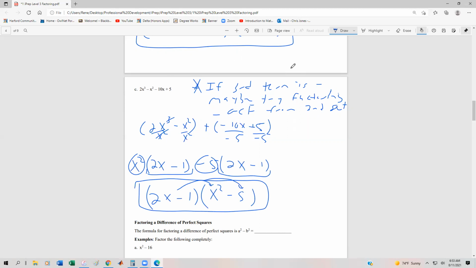So in the next video, we're going to take a look at how we factor differences of perfect squares, and then we're also going to look at how we factor trinomials.